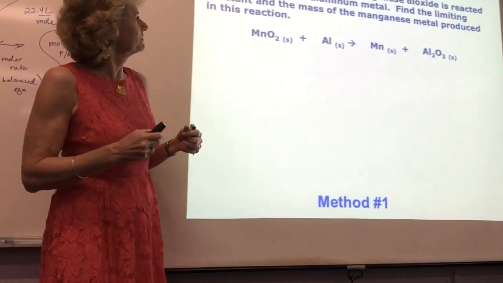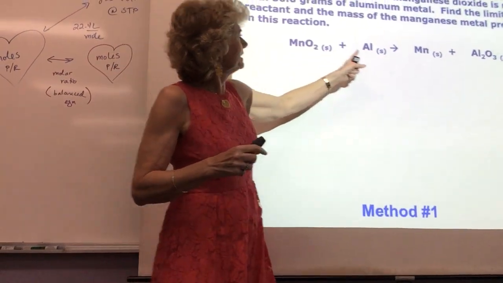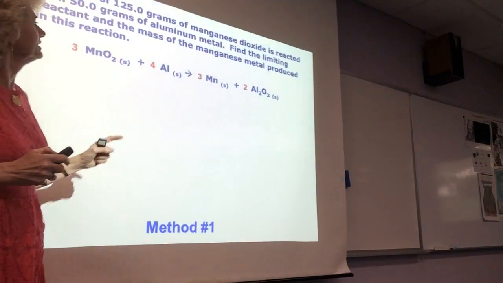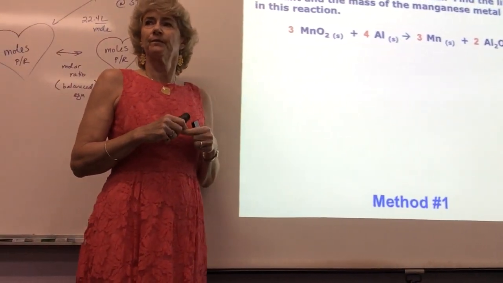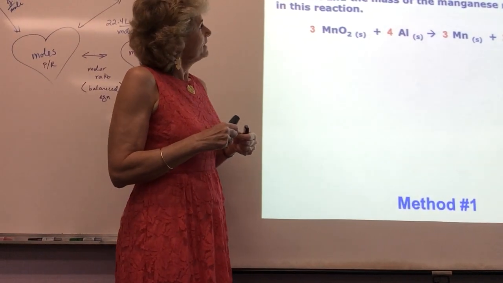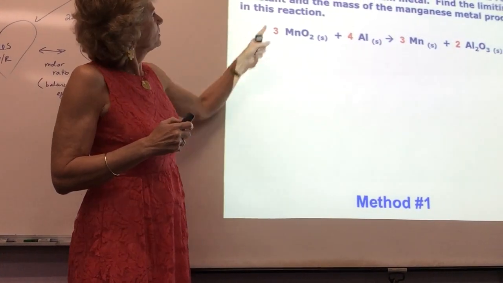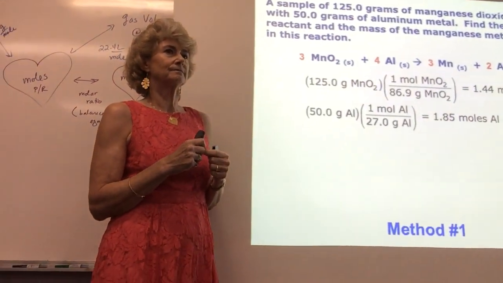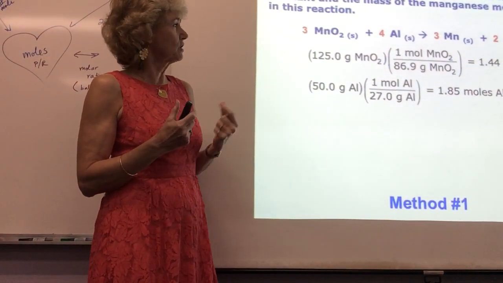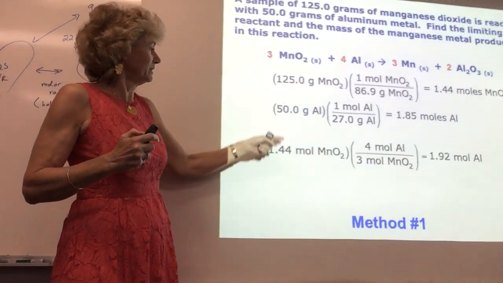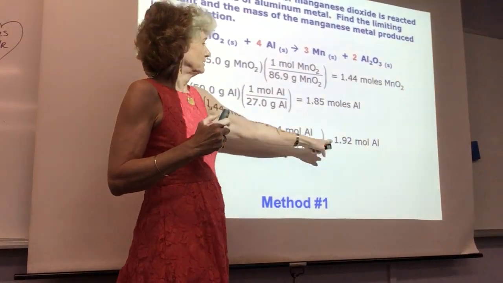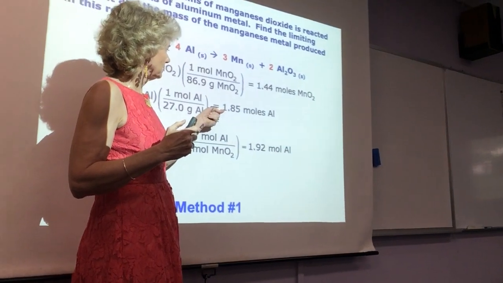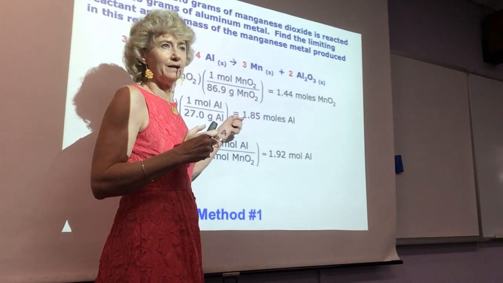First of all, is it balanced? 1 Mn, 1 Mn, 2, we need to balance the equation. And then for method 1, turn both of these grams to moles. There they are. Just arbitrarily pick the one on top, MnO2, compared to the other. This is how much I need. Do I have enough? No. So what does that mean? Which one's LR?